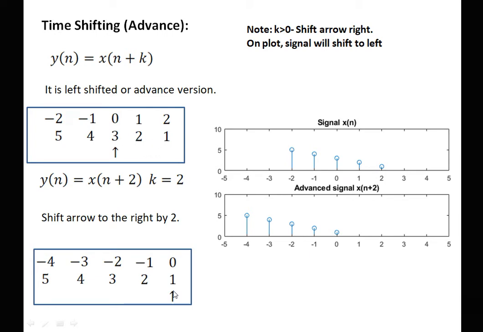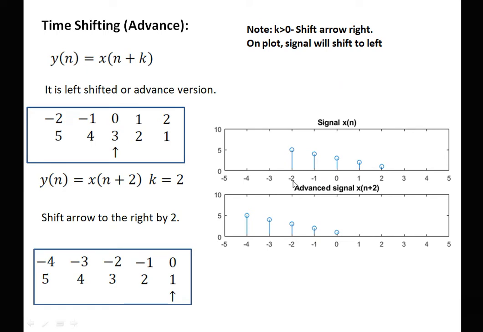So the arrow will come at one location and here the 0 will start. Then 0, -1, -2, -3 and -4. Now you can check that the signal starts from -4 to the 0th location. Note, k is greater than 0, shift arrow right. On the plot, the signal will shift to the left.